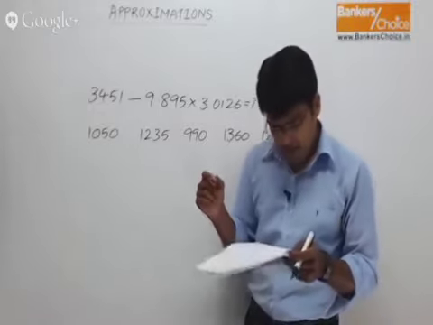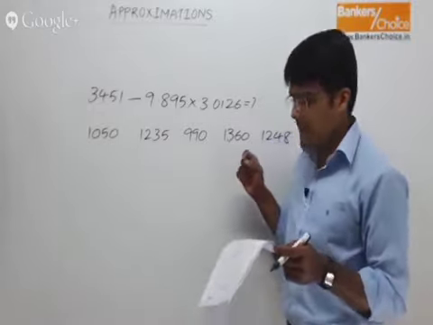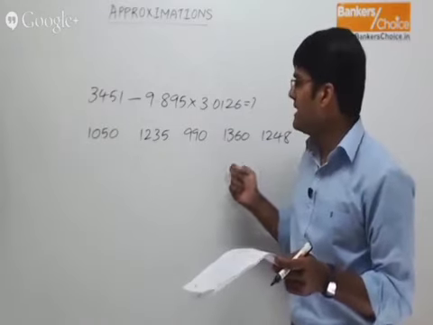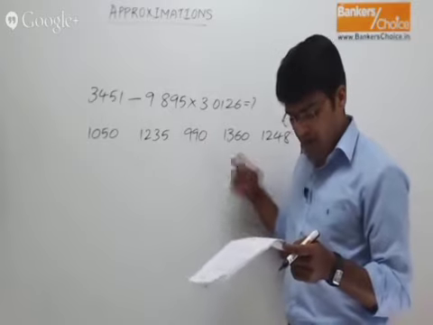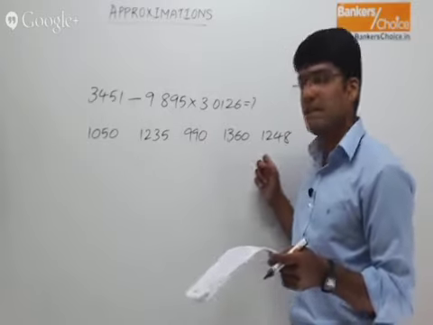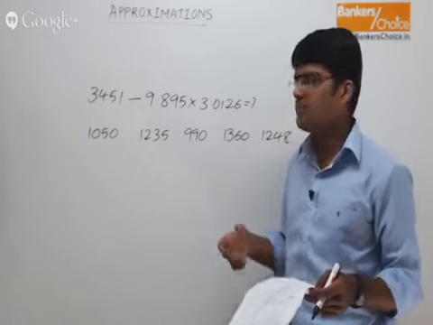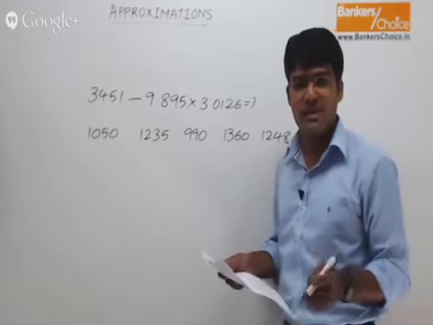So the question here is 3451 divided by 9.895 multiplied with 3.0126 equals to what? 1050, 1235, 990, 1360 and 1248. I think 30 seconds should be sufficient. Your time starts now.